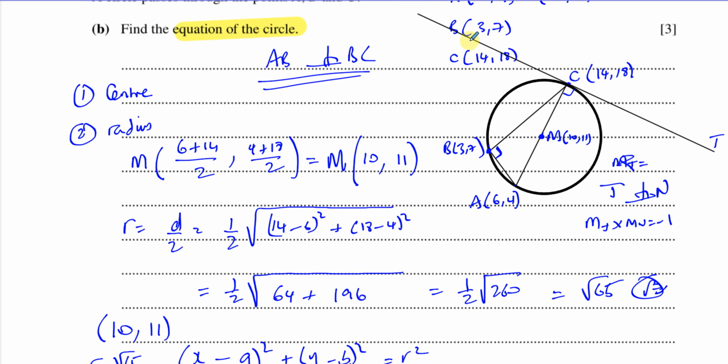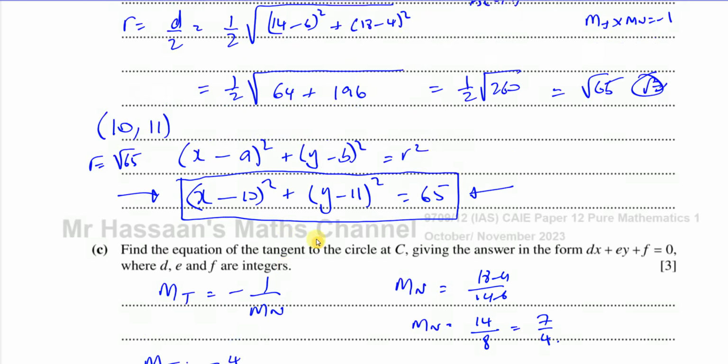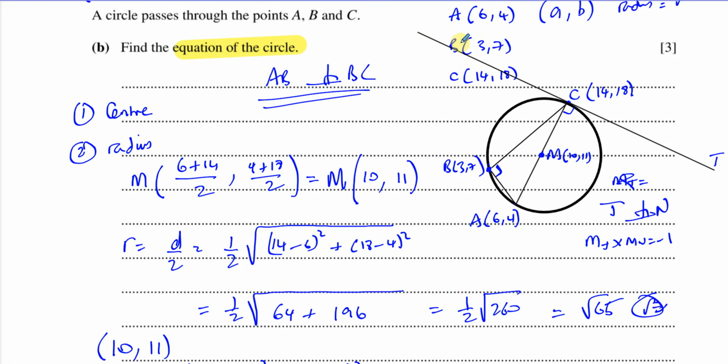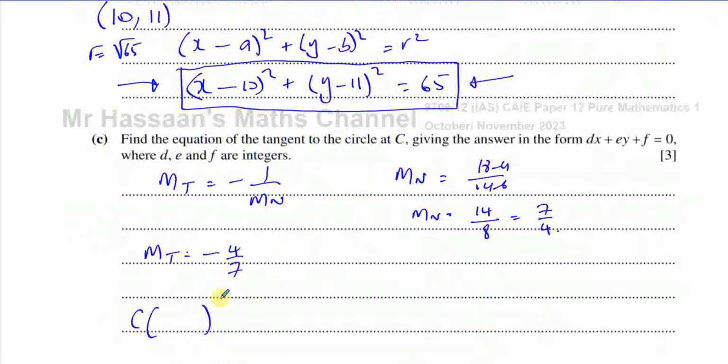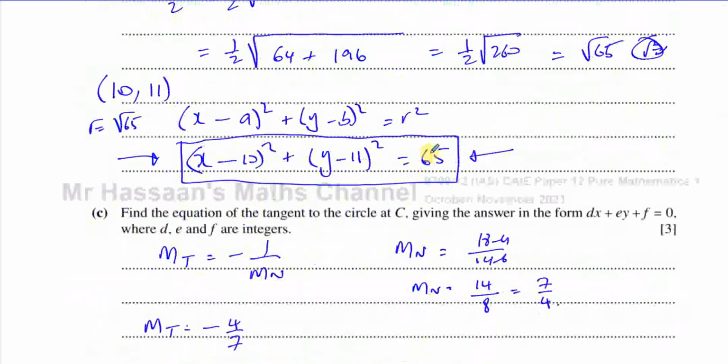Now the tangent is a negative reciprocal of that. So we can say that the gradient of the tangent, therefore, is going to be -4 over 7. Okay, and we know that the tangent and the normal both pass through the point C. So if I want to find the equation of the tangent, it's a straight line, I need 2 things. I need the gradient of the tangent, which I just worked out, and I need to know a point that it passes through, which I know is the point C, which is 14, 18.